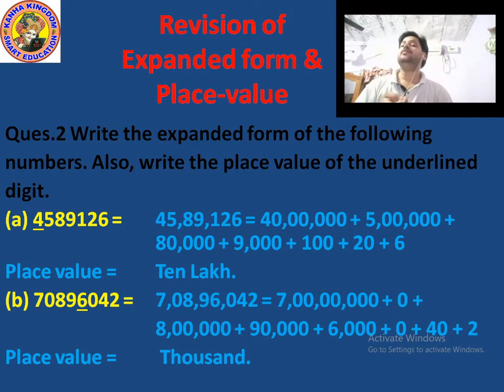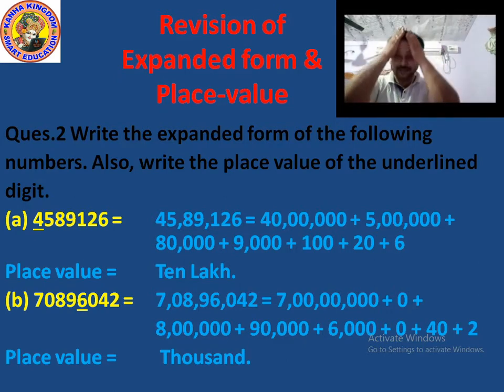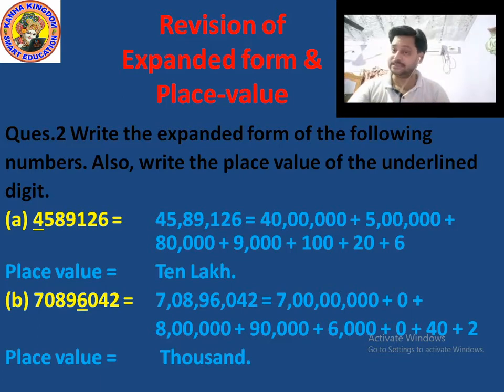Okay. Where do you count it? Here. Okay. So now started with 70896042. How many digits in total? 8 digits. Okay. So here in this number 8 digits. So now start from the right hand side. First, how many place values? 3. 1 2 3 comma.